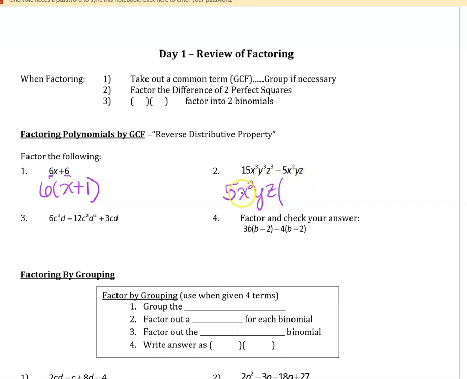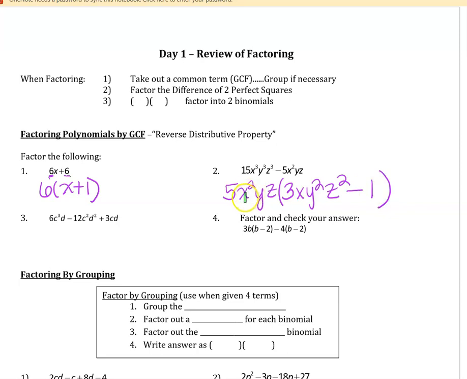Now, again, it's like reverse distributive property here. You have to get this back if you were to distribute. So 5 times 3 is 15, x, y squared, z squared, or again, you're just really dividing this by this GCF that I came up with, minus, now this happens to be exactly the same thing, so minus 1. Okay, so again, you can double check.